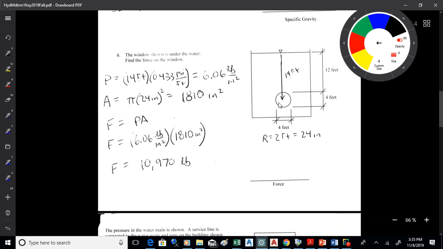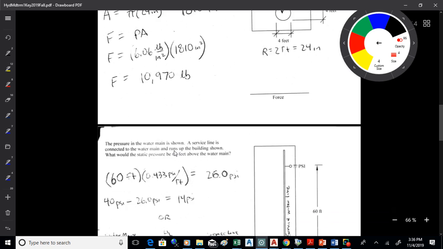The one after that, you want to find the depth of the middle of the window, 14 feet times 0.433 psi per foot, that's 6.06 pounds per square inch. Then you want to find the area of the window in square inches, 24-inch radius, which is 2 feet, which is half of the 4. So half of 4 is 2 feet, and then 2 feet is 24 inches. So pi times 24 inches squared is 1,810 square inches. Multiply that by the pressure, and you get 10,970 pounds of force on the window.